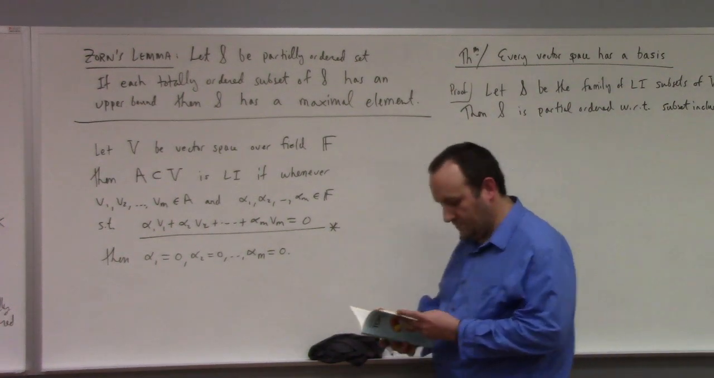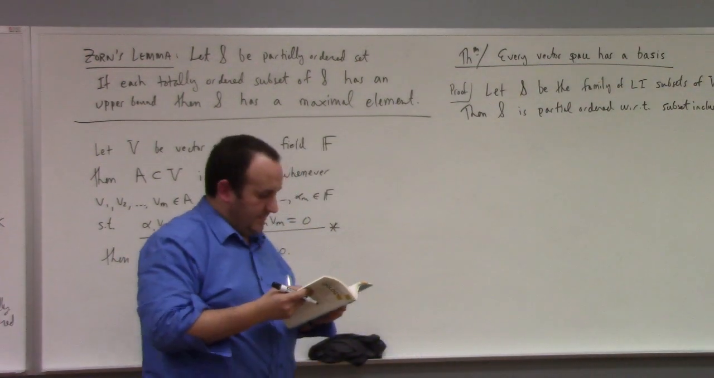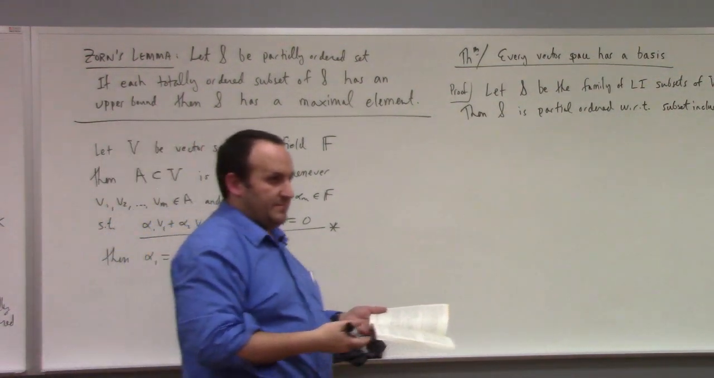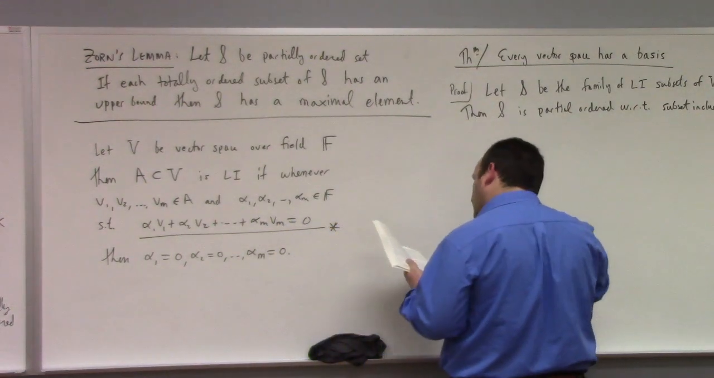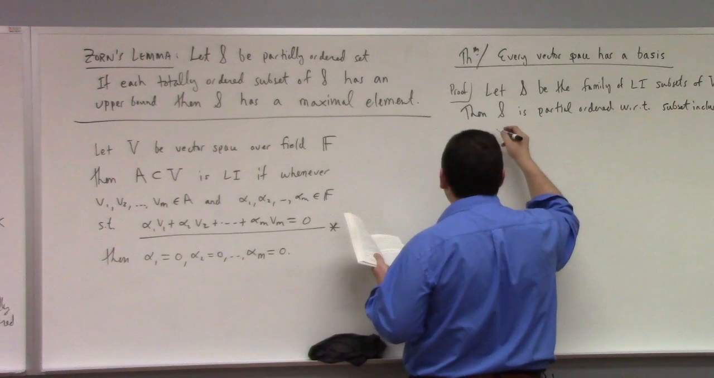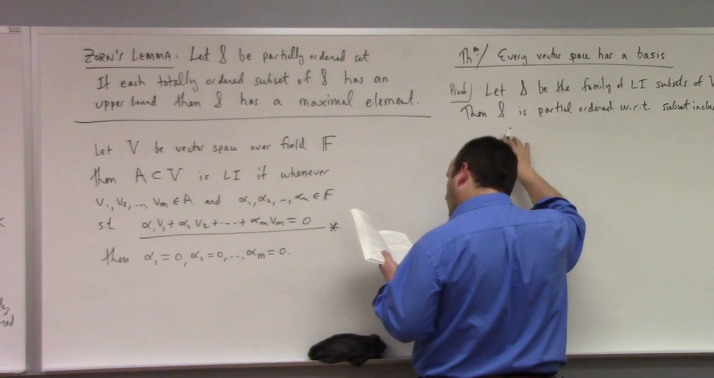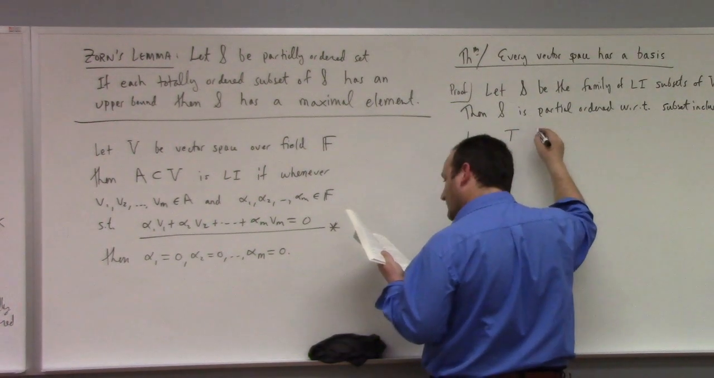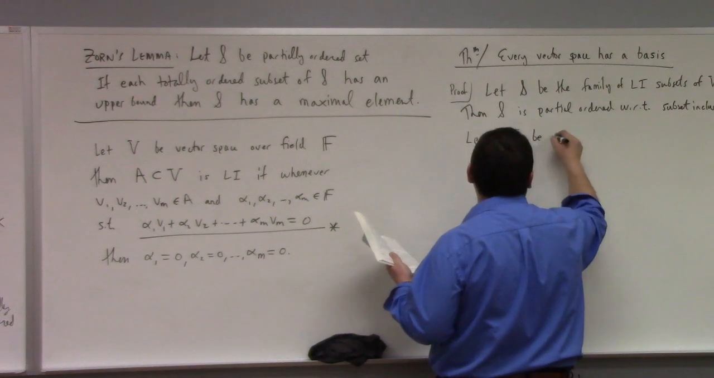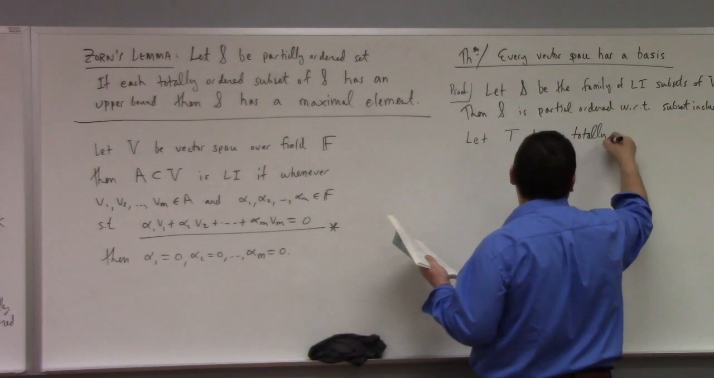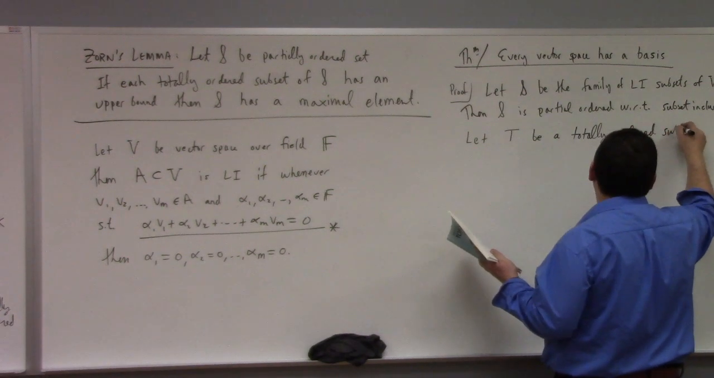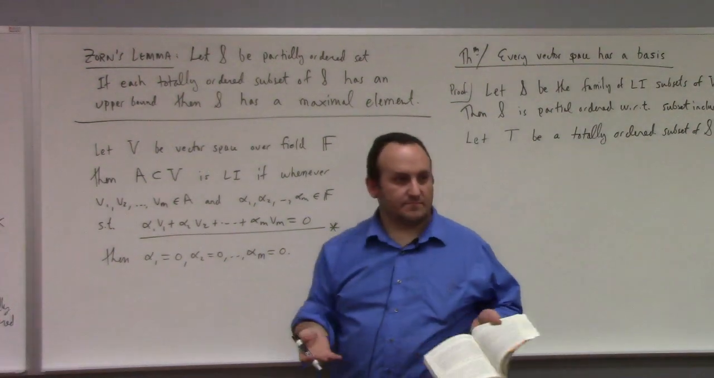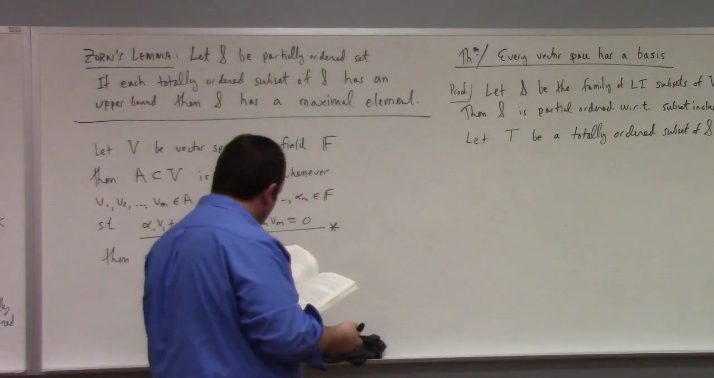All right, great. And then what he does is construct a totally ordered subset of S here. And so what that's going to be, excuse me, he's got to do it for an arbitrary one, doesn't he? Let T be a totally ordered subset. He doesn't say which one, right? He just says, let it be a totally ordered subset.